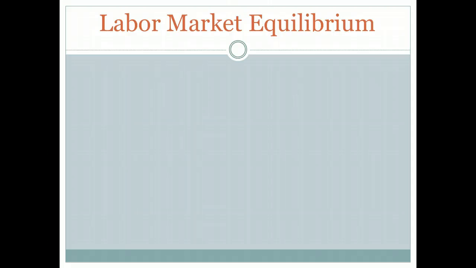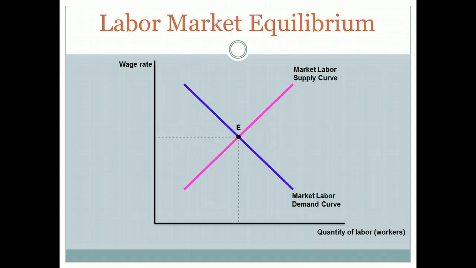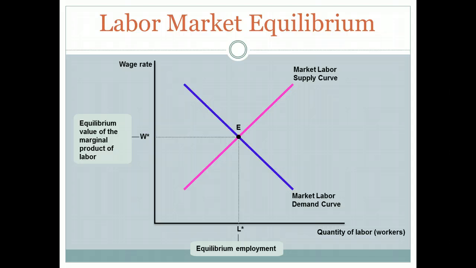We'll find equilibrium in the labor market by finding the intersection between the market labor supply curve and the market labor demand curve, and where they intersect will be the equilibrium value for the marginal product of labor and our equilibrium employment. We're assuming in this case that it's perfect competition, and so everyone will be paid the same wage rate, W star, on the graph.